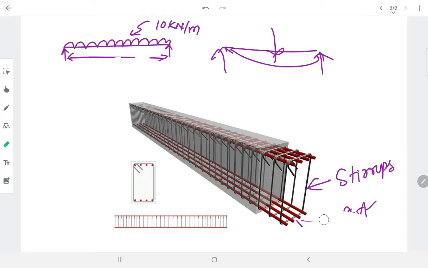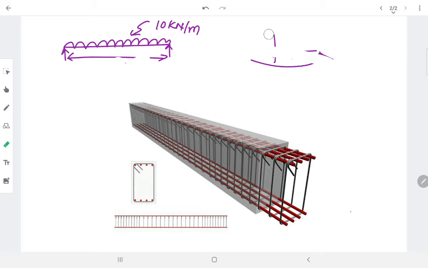Whatever the stirrups required, we will calculate those things. Apart from that, we will be finding the proper dimensions of a beam to avoid the deflection. Deflection is nothing but whatever sagging occurs. To avoid that, we will be providing these reinforcements. So we'll start with the problem.